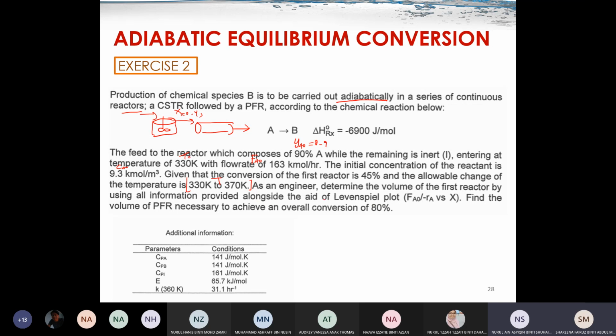alongside the aid of a Levenspiel plot, find the volume of PFR necessary to achieve an overall conversion of 80%. Okay, so if you look at this one, we have CPA, we have CPB, CPI for inert, this is the heat capacity, and we have E for the activation energy, and k is the rate constant. So what you need to get is the volume. First, of course, you need to calculate the first volume, because the first type of reactor is the CSTR. So you can start with the CSTR.